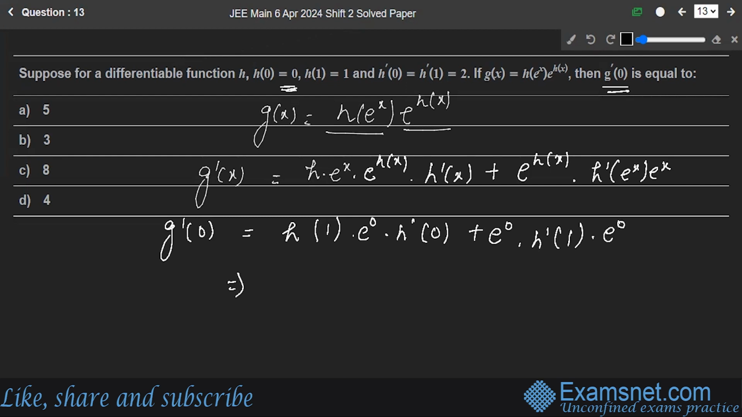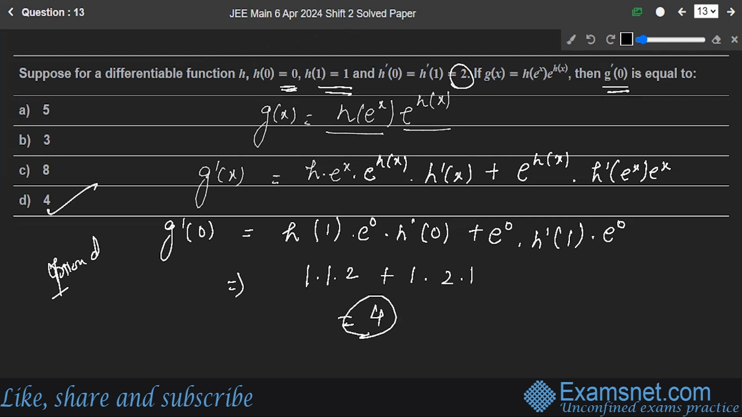Okay, so what is h1? That is equal to 1. 1 into 1 into h dash of 0 is equal to 2. This plus 1 into h dash of 1. This is 2. So the answer to the question is 4. You have option D as the right answer. Hope you got that. Let's move to the next question.